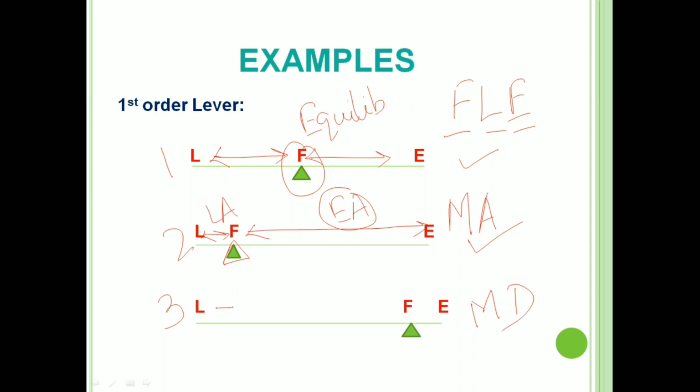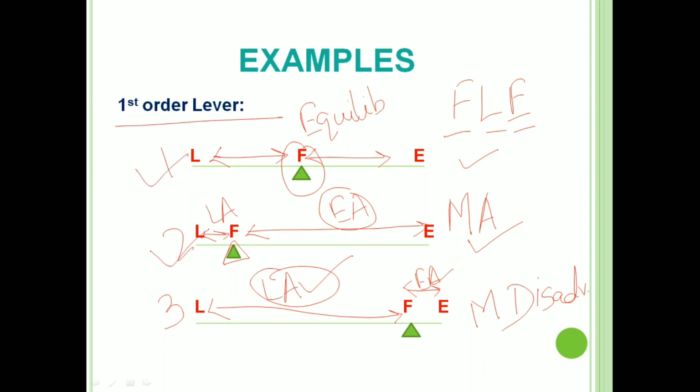Let's see the third scenario. Now in the third scenario, the distance from the load to the fulcrum is the load arm, and the distance from the fulcrum to the effort is the effort arm. Now which one is larger? The load arm. So the load arm is larger than the effort arm, so this will be termed as mechanical disadvantage. So what you came to know is that in first order lever we can have all three scenarios: equilibrium, mechanical advantage and disadvantage. What you need to remember? The placement of the fulcrum.